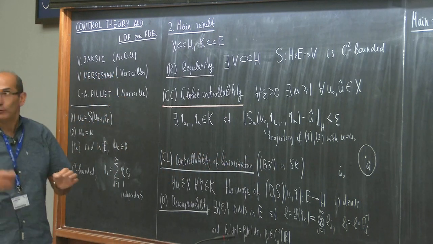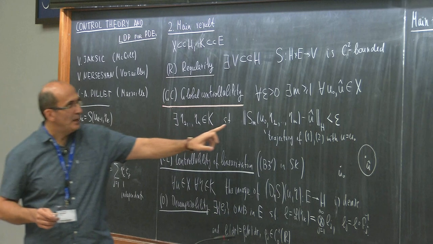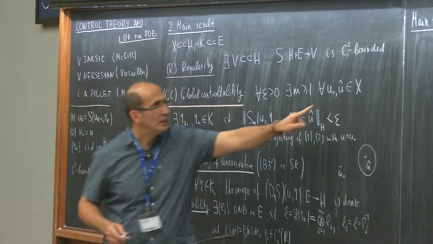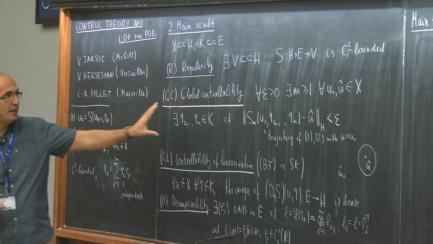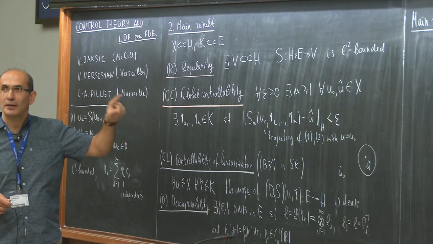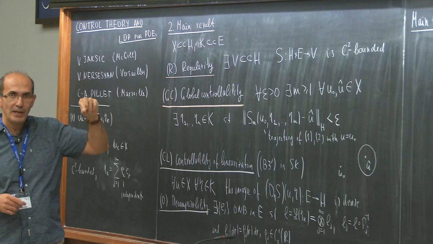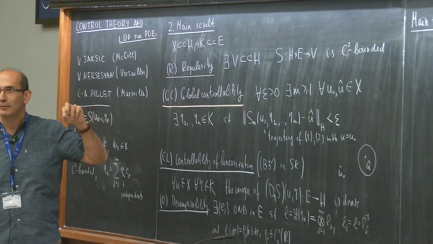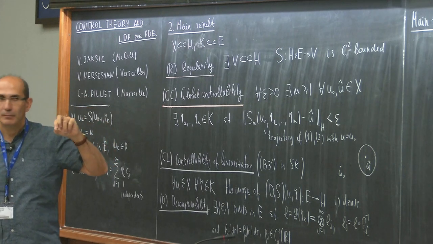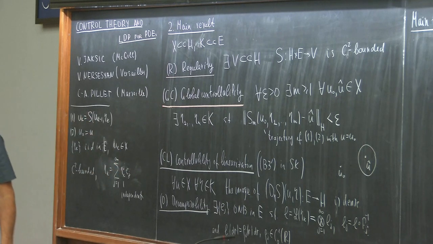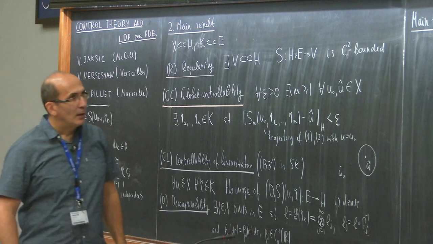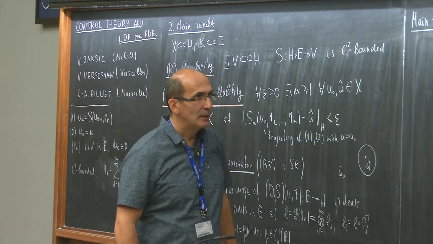What would be sufficient for the mini course is just that there is one point to which you can drive all your trajectories. Here, I need something more. I need really irreducibility from any point to any other point. And this will be one of the open problems I'm planning to give at the end. So this is the main theorem.